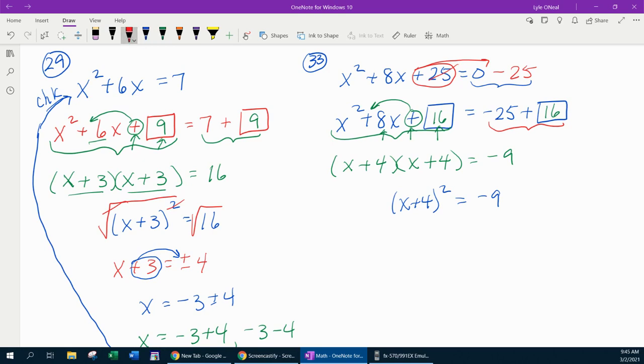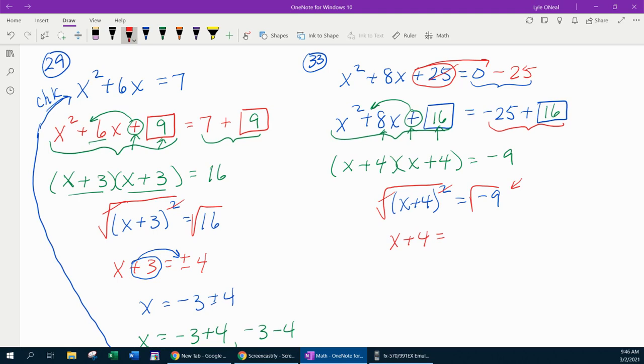And then if I take the square root of both sides to get rid of the squared, we're going to have x plus 4 equals, now hang on a second, negative 9. You cannot square root negative numbers and get a real solution. But I can square root negative numbers and get a complex solution. So this is where you're going to have to know about complex numbers.